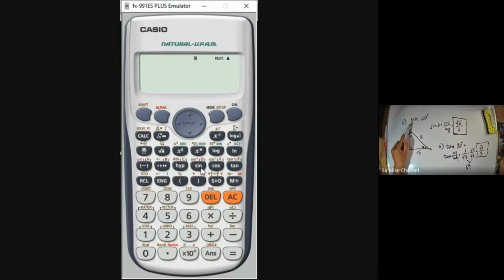Ito yung sine natin. So, sa calculator natin, making sure na naka-degree mode. Ito, naka-degree mode. Kung hindi naka-degree, check natin. Dapat naka-degree kasi yung iba naka-radian or naka-grade. So, dito lang tayo sa degree. Click ko yung 3. Ayan, degree.